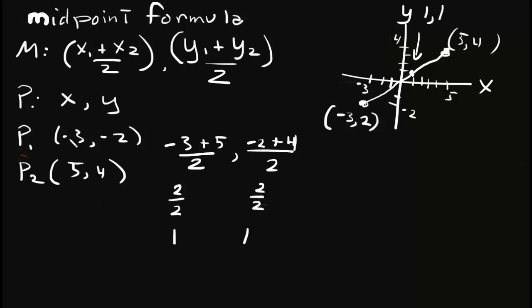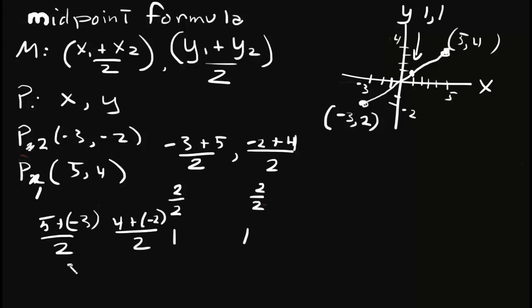And it really doesn't matter which one you choose as point 1. We could have done it in the reverse order. We could have made this one point 2 and this one point 1. And if we set it up like that, we would have point 1's x, 5, plus point 2's x, which would be -3, over 2. And then we would have 4 as the y-coordinate, and we'd be adding that to this y-coordinate, -2, over 2. And 5 plus -3 would give us 2 over 2. And 4 plus -2 would give us, again, 2 over 2.